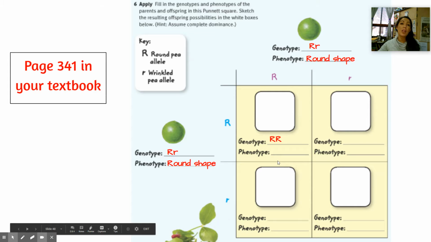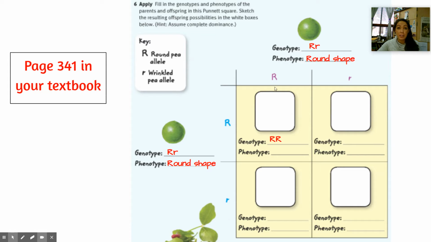So if I fill in my Punnett square, this box here is going to get a capital R from the parent on top and a capital R from the parent on the left. The phenotype of that offspring would be round. Okay, so that is a round pea. That's one of my possibilities, 25% round pea.